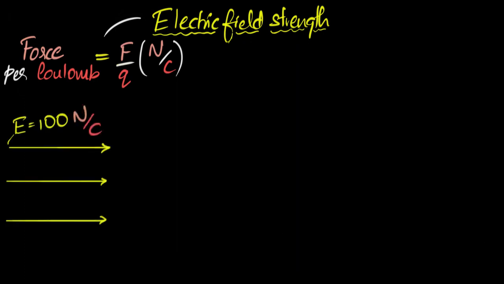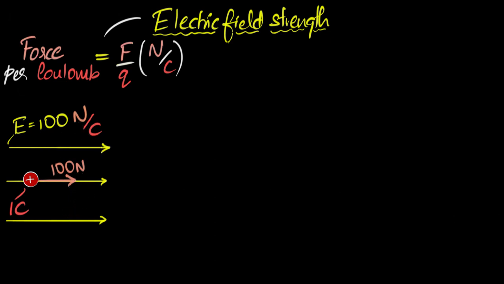So let's take an example. Imagine we have a uniform electric field towards the right created by some sheet of charge, let's say. And let's say that the strength is 100 newtons per coulomb. What is the meaning of this statement according to this definition? It basically means that if I keep a coulomb of charge in that electric field anywhere, it's uniform, then that coulomb would experience 100 newtons of force, 100 newtons per coulomb.